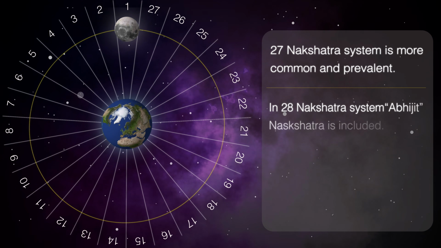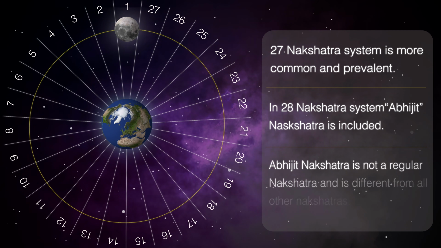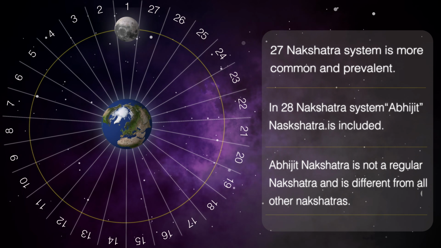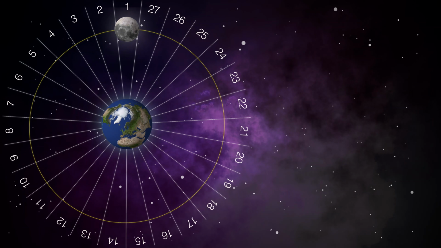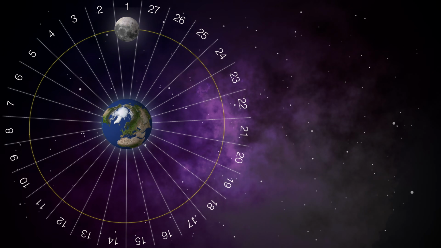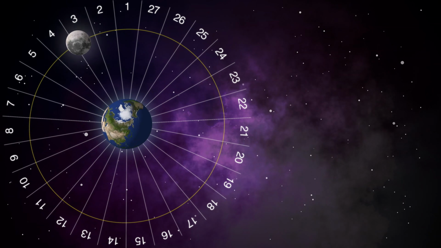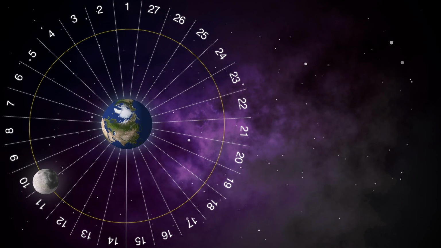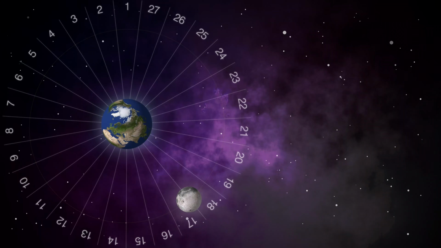In the 28 nakshatra system, a Vijit nakshatra is included. A Vijit nakshatra is not a regular nakshatra and is different from all other nakshatras. It is a topic in and of itself, so we will talk about it in another video. In this video, we'll discuss only the 27 division system. Now, 27 divisions simplify the analysis of the motion of the moon to a large extent because the moon traverses one division in about 1 day, 1 day for each nakshatra.